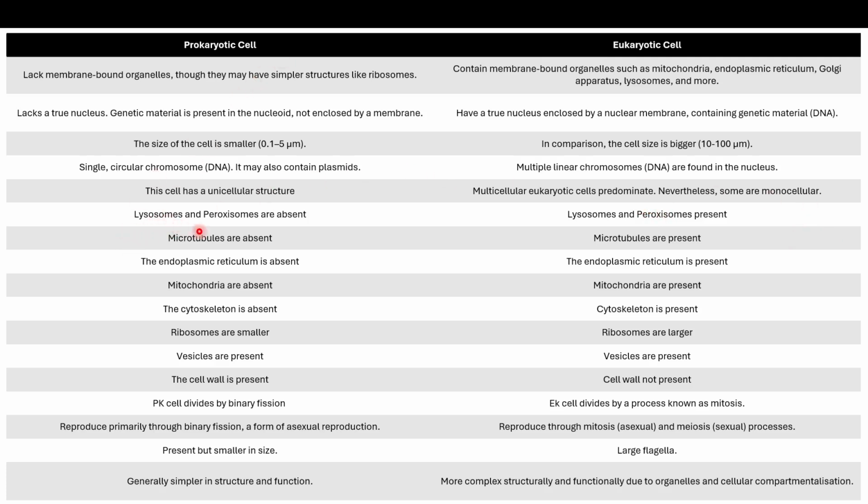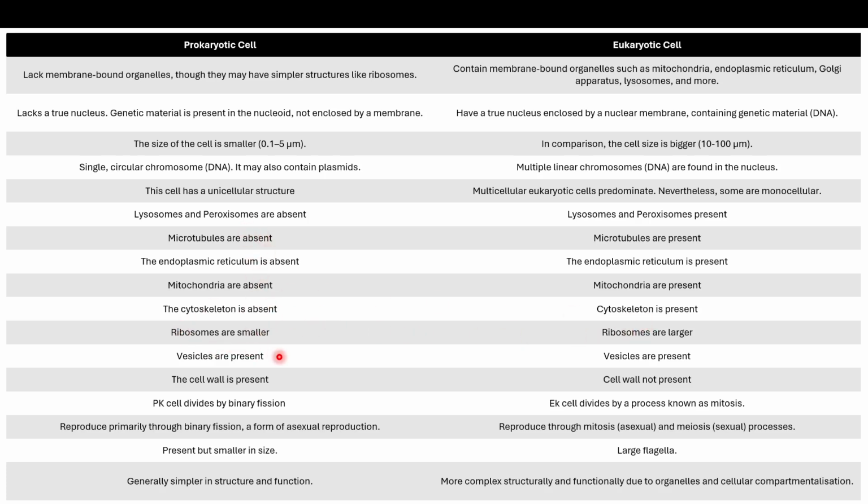Then lysosomes and peroxisomes, which are again cell organelles, we will look at their features. However, in prokaryotes these are absent, whereas in eukaryotes both these organelles are present. Microtubules are absent in prokaryotes, whereas microtubules are present in eukaryotes. And ER, mitochondria, etc. are absent in prokaryotes, whereas in eukaryotes both of these are present. And the cytoskeleton is absent in prokaryotic cells, whereas the cytoskeleton is present in eukaryotic cells.